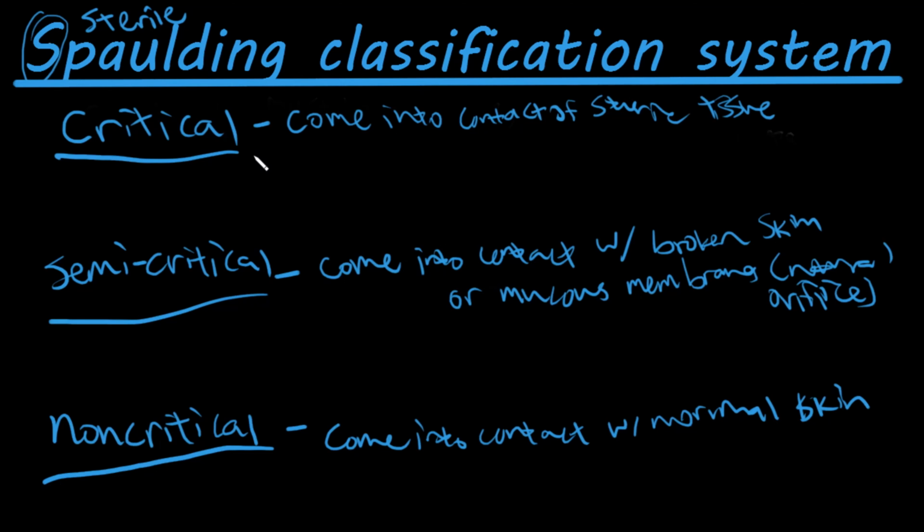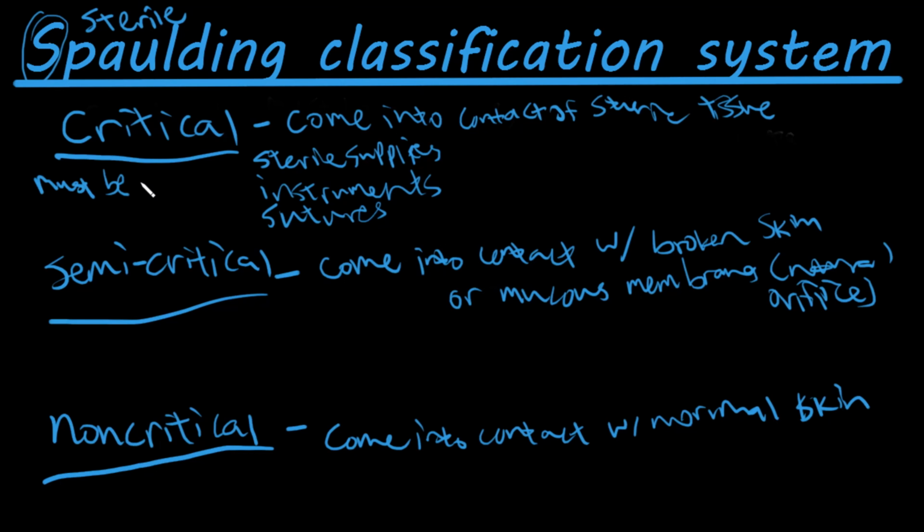So critical items, we can think, of course, obviously any sterile supplies. So anything on our back table is going to be considered a critical item, our sterile instruments. So instruments like our hemostats, these are considered critical items. And anything else like suture needles, sutures. So these are all critical items and they must be sterilized. So critical items must be sterile. And obviously that makes sense when you're doing a sterile procedure.